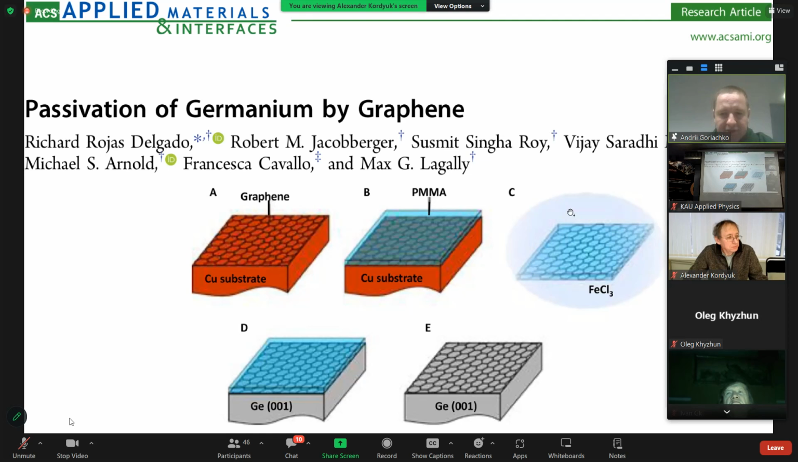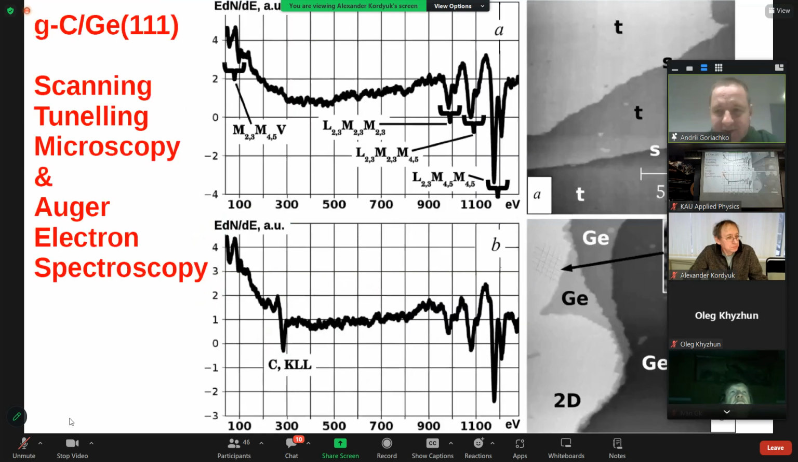So what I have studied so far, without synchrotron radiation, just with small lab-based techniques like scanning tunneling microscopy and Auger electron spectroscopy, was the CVD type, chemical vapor deposition type, of graphene germanium interfaces, in which case, of course, the germanium substrate is first achieved in the atomically clean state.